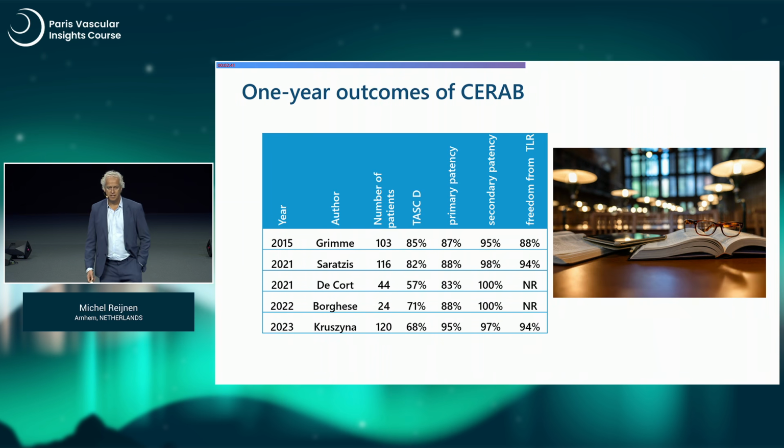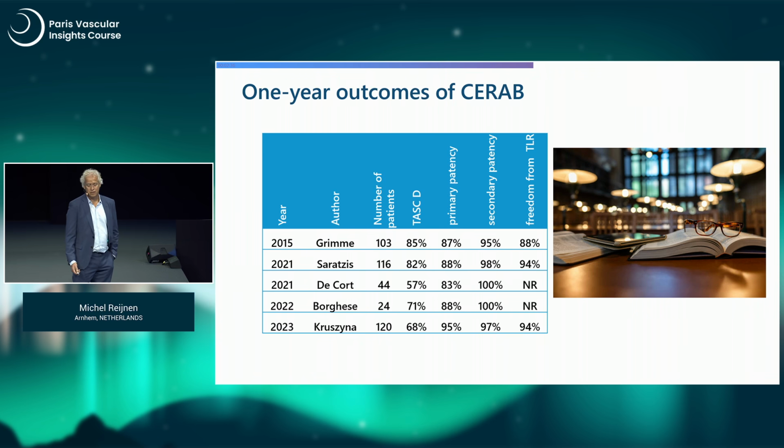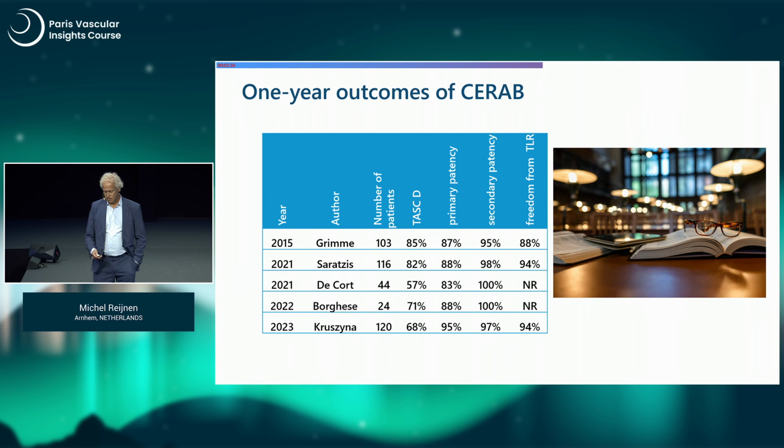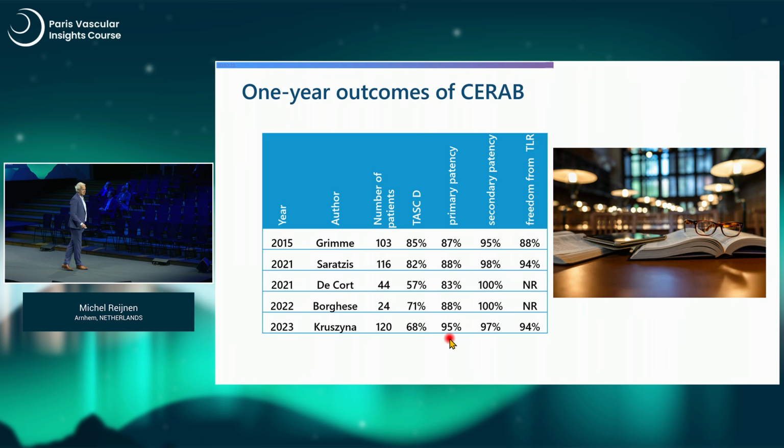So what do we know about the data? We've published our first series together with Peter in 2015 already. And during the years, other countries and other studies have been published. And you see that the results are very comparable. There's a primary patency at 1 year between 87% and 95%, and a secondary patency from 95 to 100% at 1 year. And in a group that are mostly TASC C or D lesions.